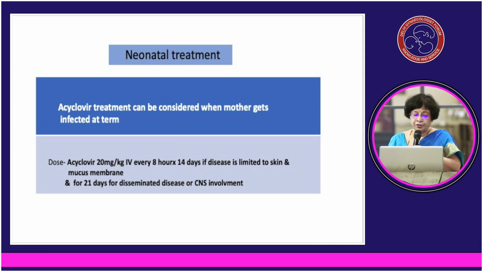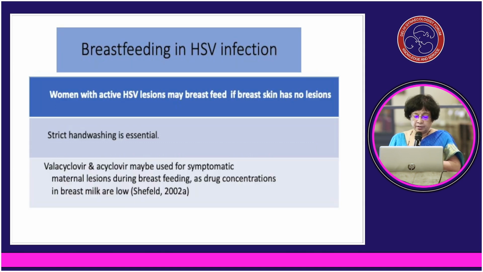Neonatal treatment: acyclovir can be considered when the mother gets infected at term, at a dose of 20 milligrams per kilogram IV every 8 hours for 14 days if the disease is limited to skin and mucous membrane, and for 21 days if it is disseminated or CNS involvement is there.